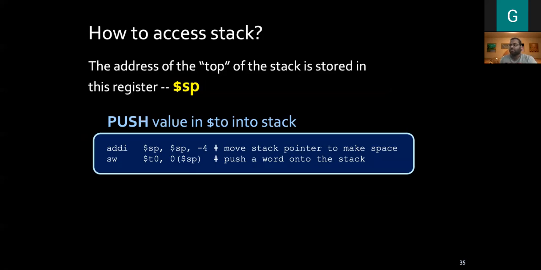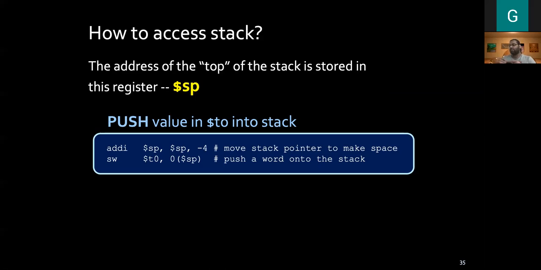So now how do you access the stack? The top of the stack, so basically the boundary where the stack ends, is denoted by a special register. That's SP, your stack pointer. And you basically use this to access the stack. So for example, if you want to push a value into the stack, you first want to move the stack pointer down. So you move it down by subtracting 4 from it. So that if you want to load an integer, you need to subtract 4.